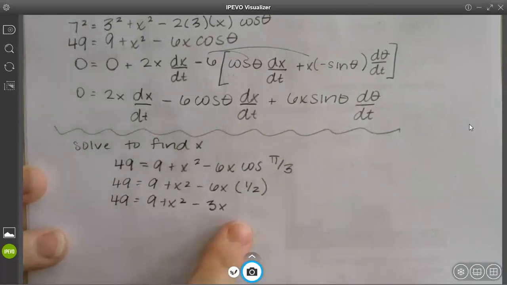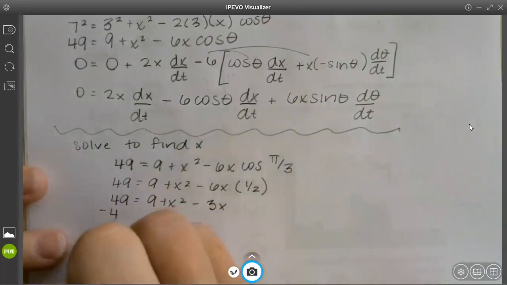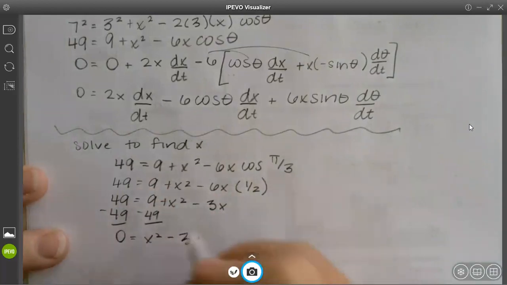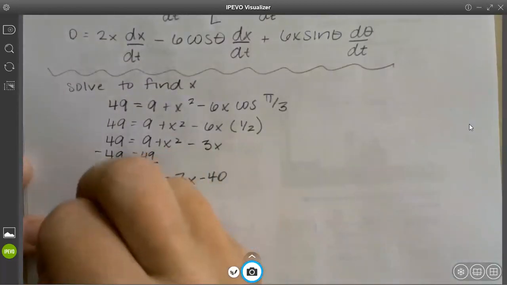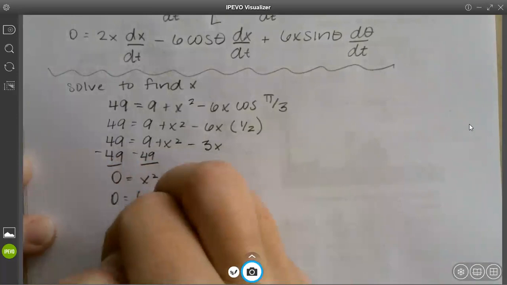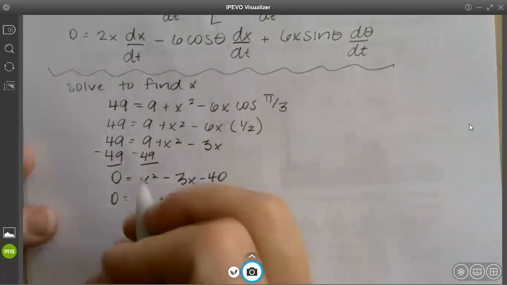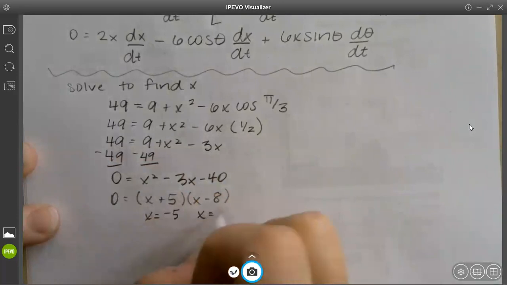I have an x squared and an x, so I know I'm going to have to factor. So I'm going to move the 49 over. I'm going to subtract 49 but then I need to write it in order. So x squared minus 3x, 9 minus 49 is negative 40. Do I have factors of negative 40 that add to negative 3? When I solve this, what are my two answers? Negative 5 and a positive 8.